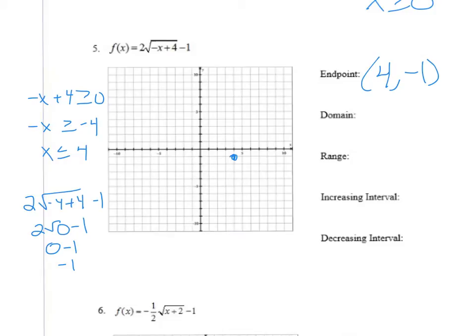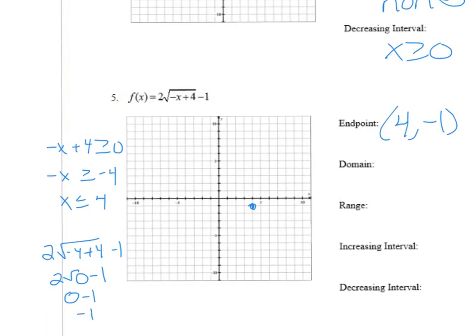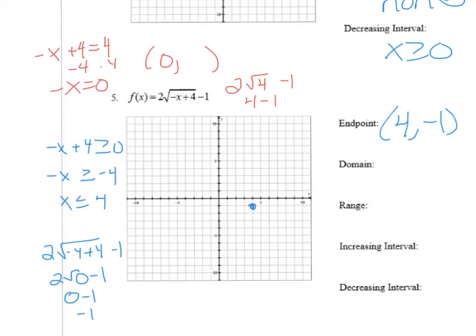And then when will that radicand equal another nice squared number? So let's see, when does -x plus 4 equal 4? That's when -x is 0. So when x is 0, we are going to get 2 times the square root of 4 minus 1. That's 4 minus 1, which is 3. So over 0 and up 3.